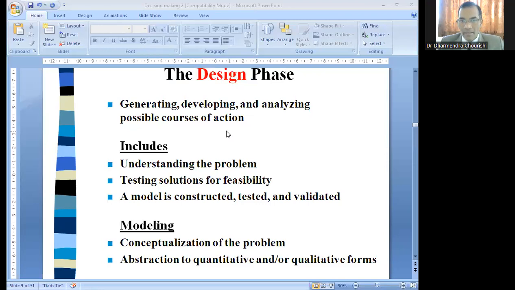Today, we are going to talk about the decision making process. In that, particularly, the focus will be given to different phases. In this video, we'll talk about design phases and other different stages of decision making.